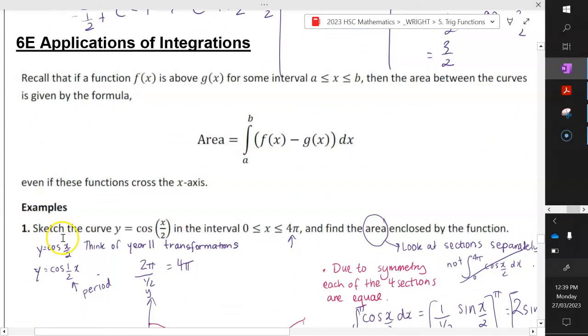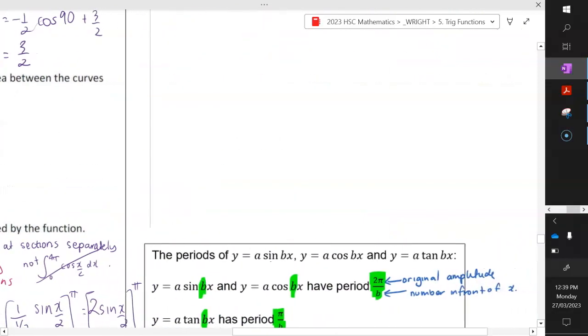Okay, let's have a look at our first question. The first one is saying sketch the curve y equals cos x over 2 in the interval 0 is less than x is less than 4 pi. So we're going to do that first. That's the first thing. And then we're going to find the area enclosed by the function. Okay, so what we want to first think of is this curve, y equals cos x on 2. Now I'm going to move over here a little bit.